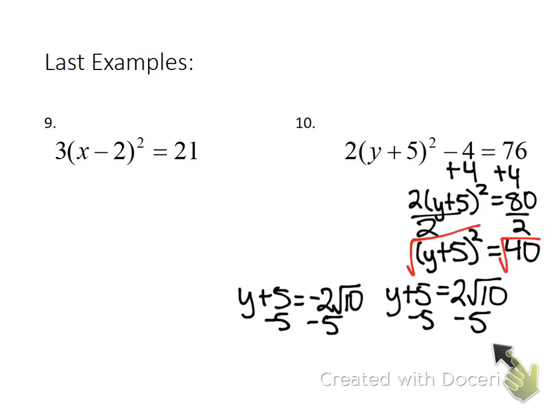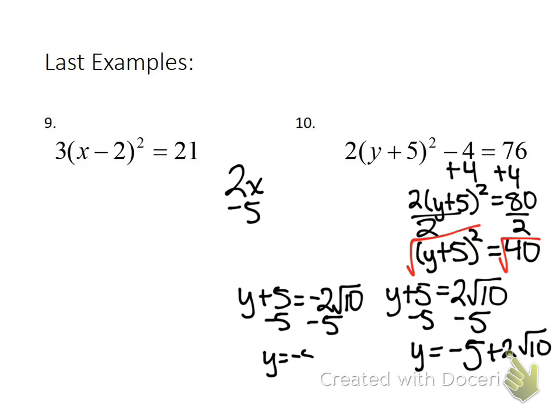So, y. None of this can get combined on either of them. Kind of think about it as if it were to be a 2x and a minus 5, right? We would not combine anything here. The same thing goes when it's got a radical. So we cannot do anything with the 2 and the minus 5 or the 10 and the minus 5. It's all separate. So we would leave this as y equals negative 5 plus 2 root 10. The other one would be y equals negative 5 minus 2 root 10.